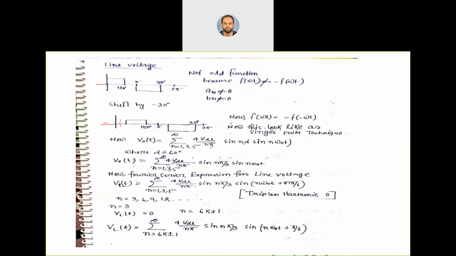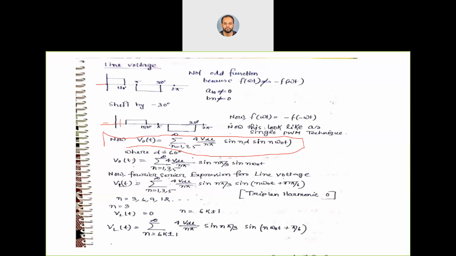So we can write this expression. Now how can we write this expression? If we see, this waveform looks like a single PWM technique. So we have already found out for a single PWM technique, this is the value. So we just put that value from here. You can go to the single PWM technique lecture and find out how this value is derived. This will be the value. So no worry, this has already been derived in your class. So this will be your value.